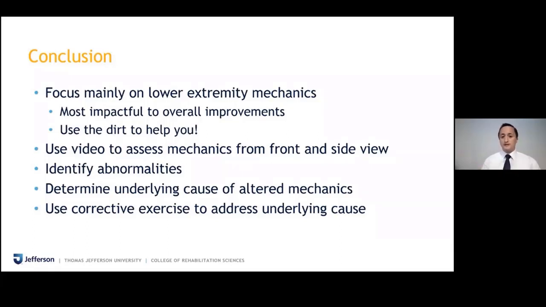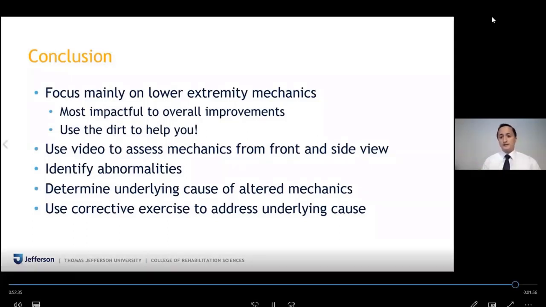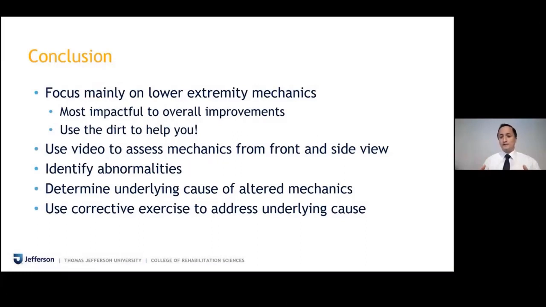Use video to help assess. Motion capture systems and everything else are fantastic, but our iPhones now have 240 frames per second. We can use that video to try to get a good sense of what's going on, right? We don't need full-blown 3D mechanics all the time.